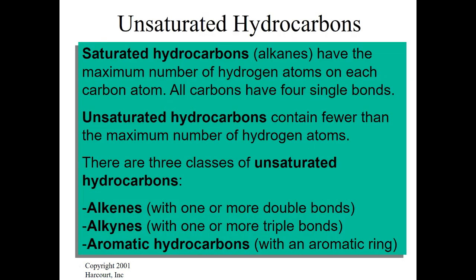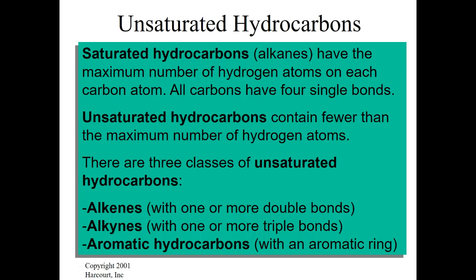So saturated, remember, are alkanes, and they have all single bonds. But unsaturated hydrocarbons don't all have single bonds. They can have double bonds and triple bonds. So alkenes are ones that have one or more double bonds. Alkynes are hydrocarbons that have one or more triple bonds, and aromatic hydrocarbons have an aromatic ring.